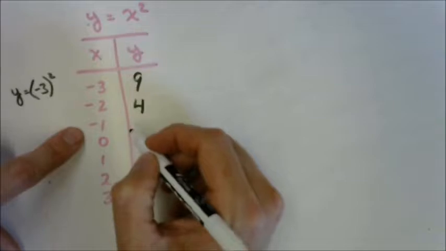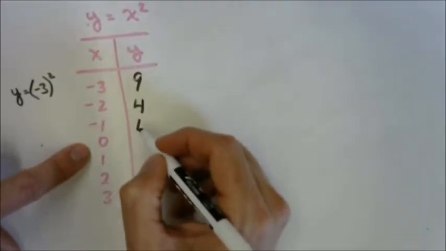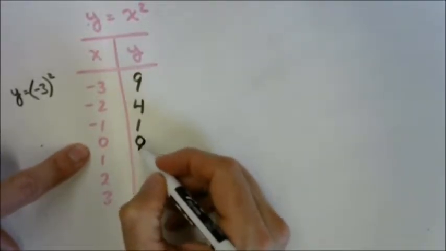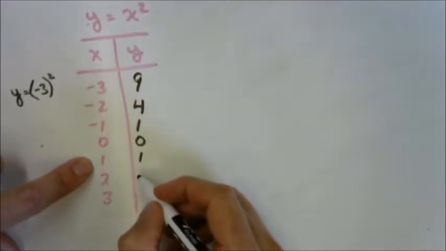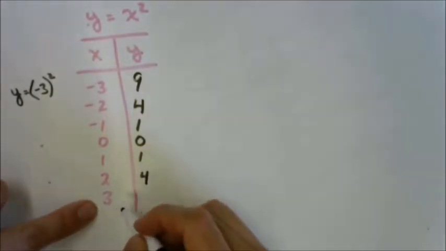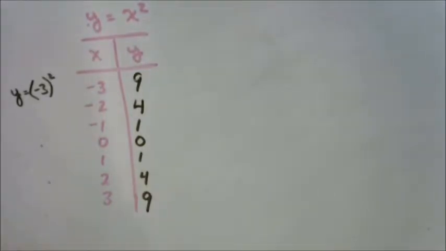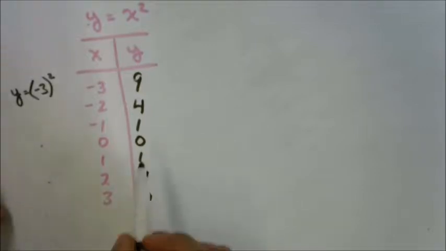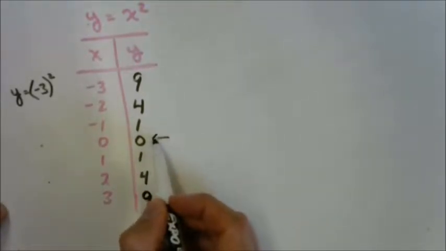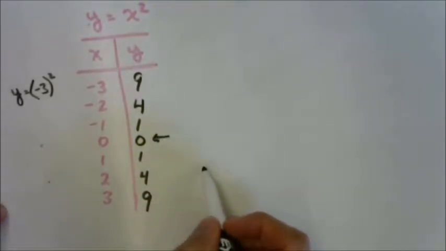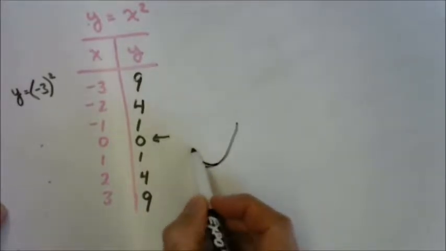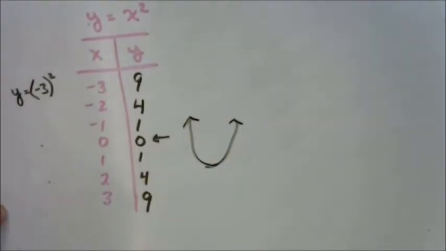+4. (-1) squared? +1. 0 squared? 0. 1 squared? 2 squared? 3 squared? Can you see a pattern in the y values? Yeah, they come down to a minimum at 0, 0, and on either side of that, they go back up, right? We'll be drawing that later.